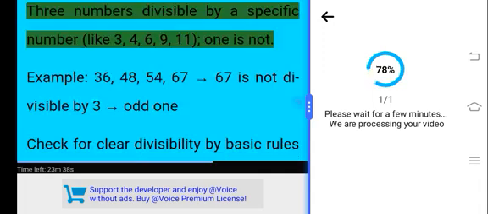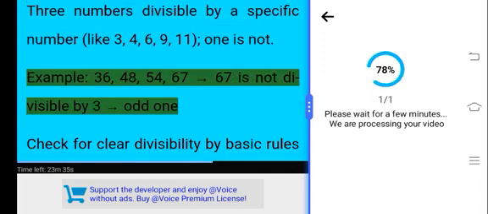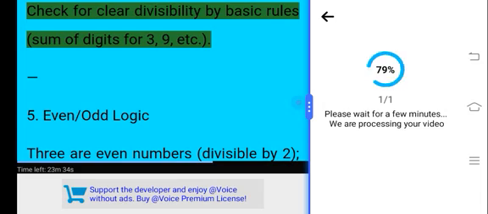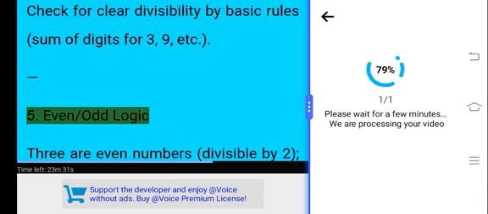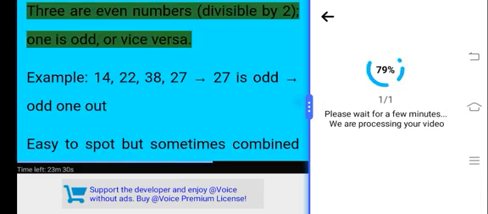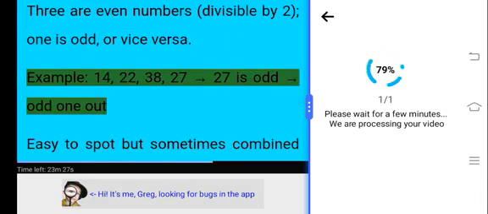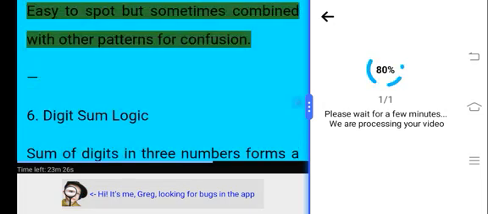4. Divisibility pattern. 3 numbers are divisible by a specific number, like 3, 4, 6, 9, 11, and 1 is not. Example: 36, 48, 54, 67. 67 is not divisible by 3, so odd one out. Check for clear divisibility by basic rules, such as sum of digits for 3, 9, etc. 5. Even-odd logic. 3 are even numbers divisible by 2, 1 is odd, or vice versa. Example: 14, 22, 38, 27. 27 is odd, so odd one out. Easy to spot but sometimes combined with other patterns for confusion.